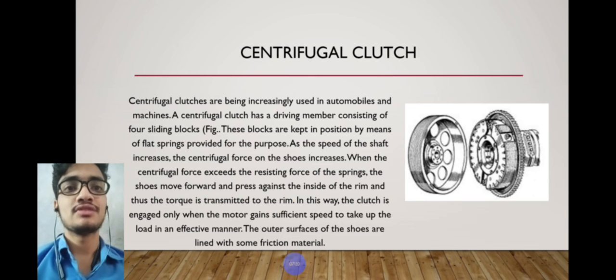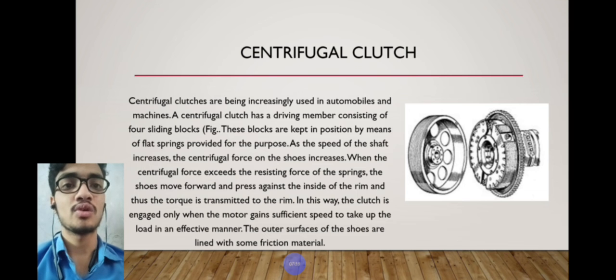Centrifugal clutch. Centrifugal clutches are being increasingly used in automobiles and machines. A centrifugal clutch has a driving member that consists of 4 sliding blocks. As the speed of the shaft increases, the centrifugal force on the shoe also increases. When the centrifugal force exceeds the resisting force of the spring, the shoe moves forward and presses against the inside of the rim, and the torque is transmitted to the rim. In this way, the clutch is engaged only when the motor gains sufficient speed to take up the load in an effective manner. The outer surface of the shoe is lined with some frictional material.